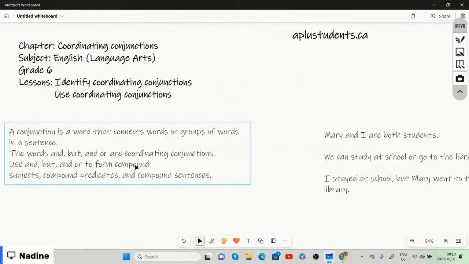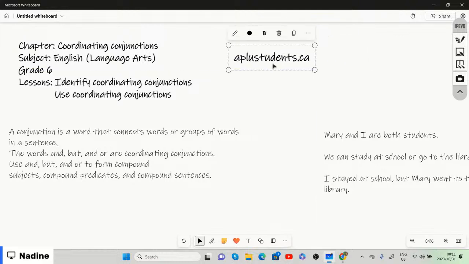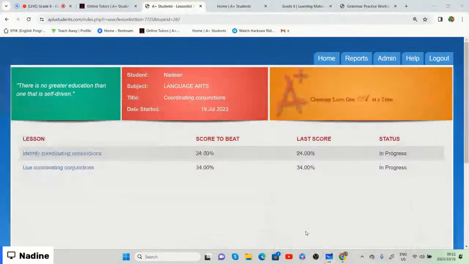Once again, a conjunction is a word that connects words or groups of words within a sentence. The common conjunctions are and, but, or, and we use and, but, and or to form compound subjects, compound predicates, and compound sentences. All right, so we said we are doing a tutorial lesson on aplusstudents.ca. So let us go to aplusstudents.ca.